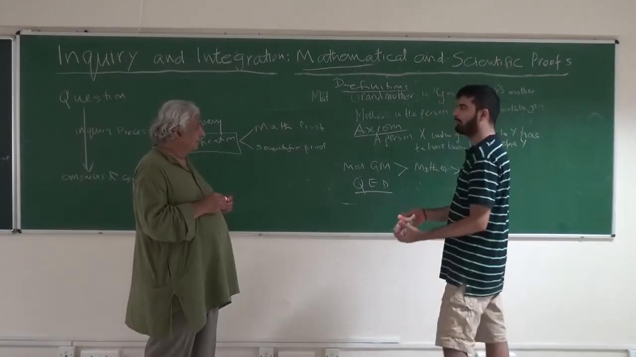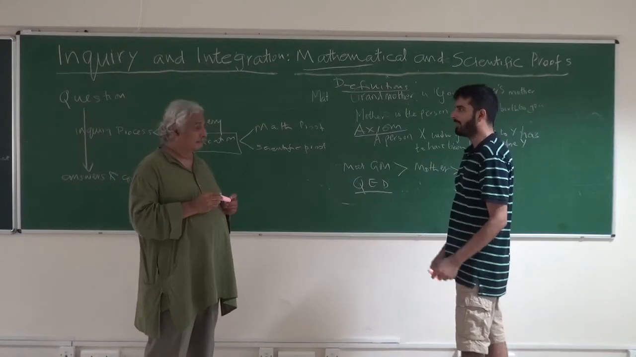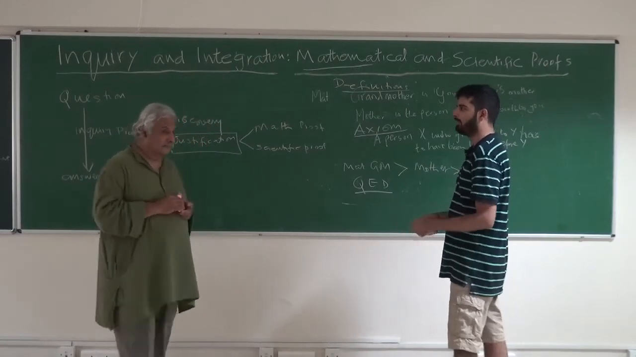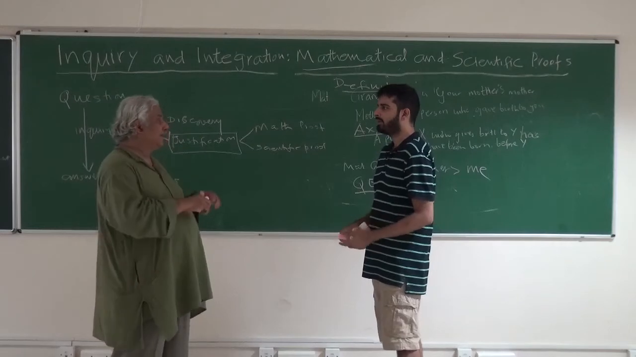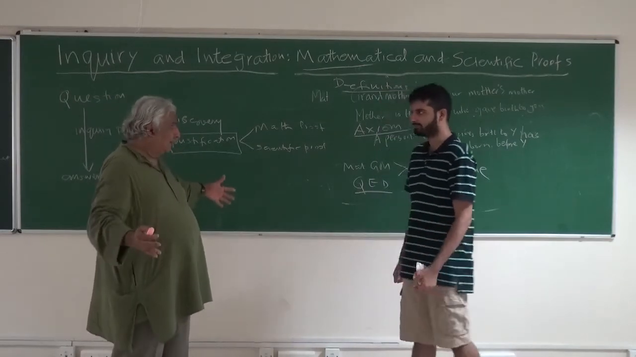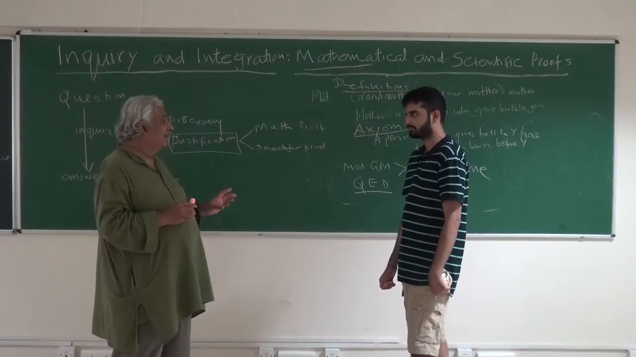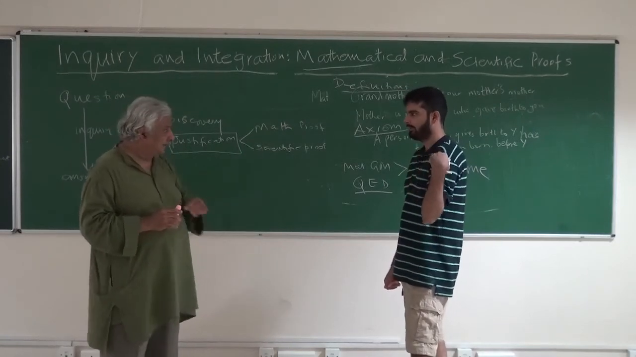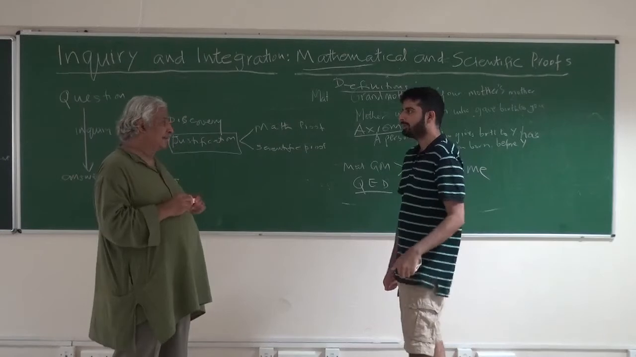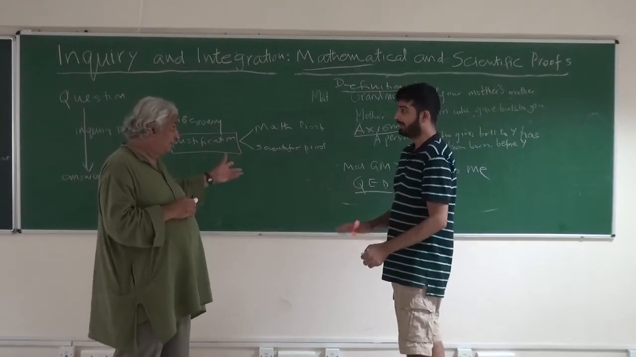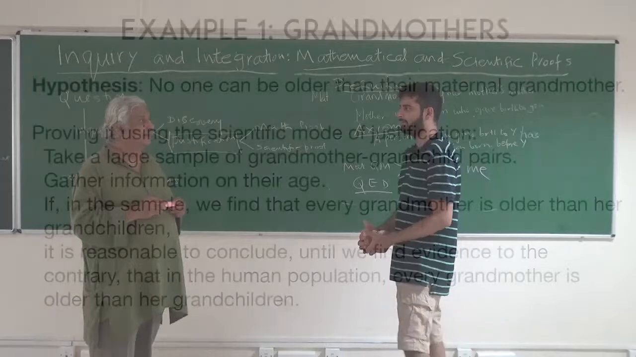So at that point you'll find out that you will not find any example when the maternal grandmother is younger than the grandchild. Okay. So what you're saying is you take a very large sample of pairs of grandmothers and grandchildren, and in each case you will find that the grandmother is older than the grandchildren. Therefore you assume this must be true of the population of grandmothers and grandchildren. But notice there could be some grandmother who's younger. It's not foolproof, this proof.